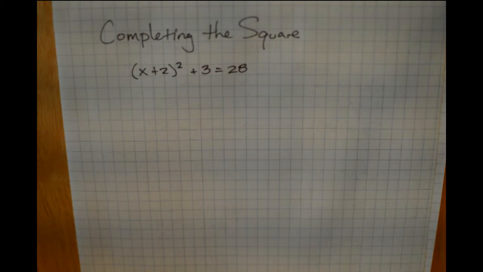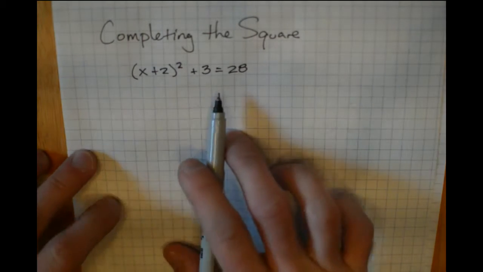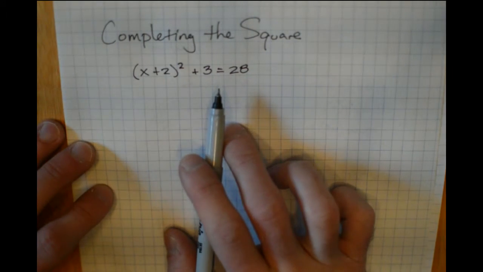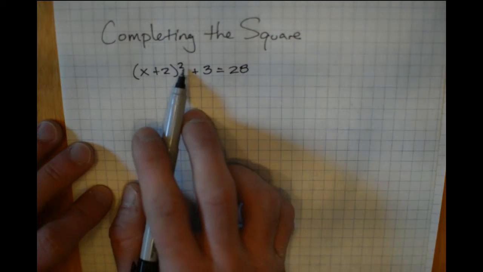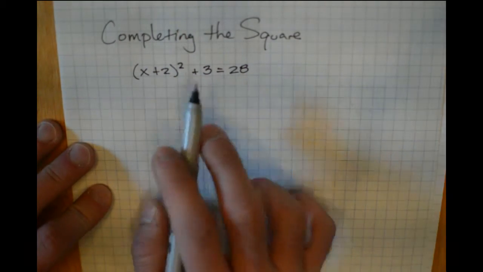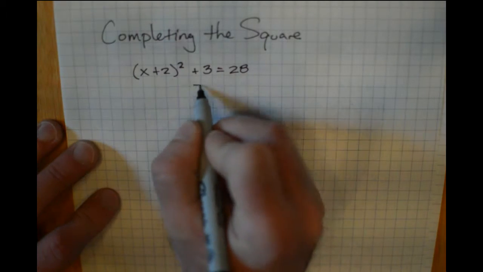In this video, we're going to take a quick look at a process known as completing the square and using that to help us solve quadratic equations that we couldn't solve using square roots. Now, in the previous video, we learned how to solve an equation like this using square roots. Since the only variable I see is under the square, and there aren't any other variables anywhere else, I know I can solve this with a square root.